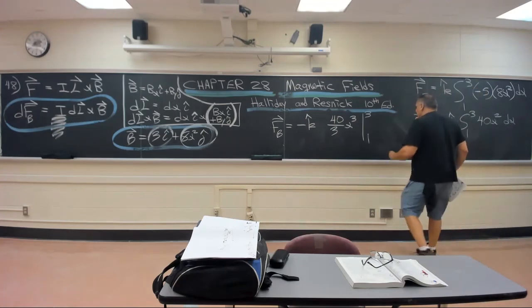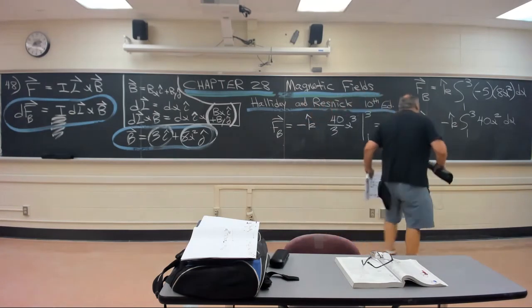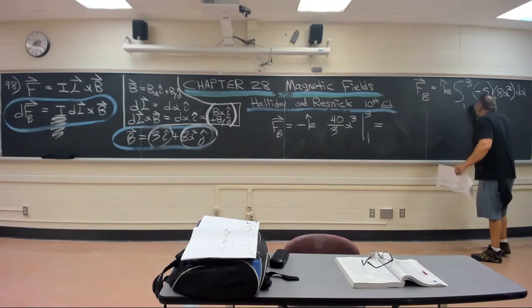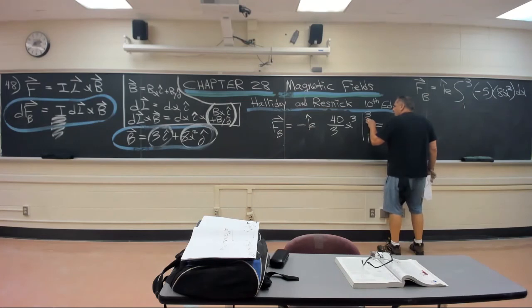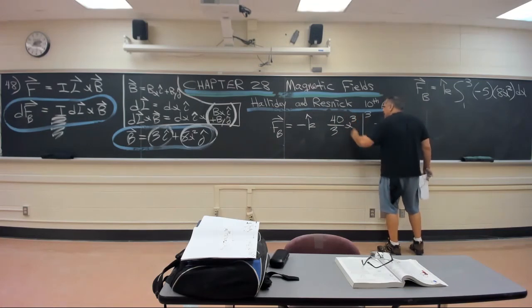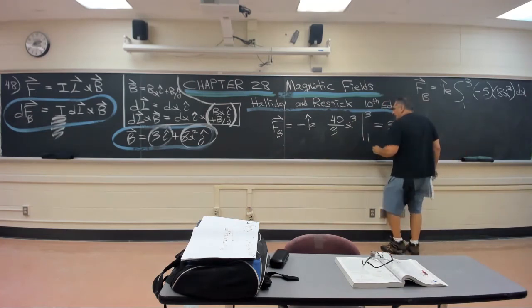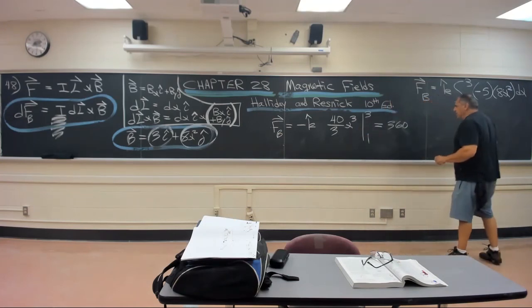Sounds good to me. Three right here, x equals 3. 3 cubed is 27. Put 3 into 27, you got 9. 9 times 40 is 360. Put a 1 in here, that's just 1. That's 40 over 3. That's 13 and a third.